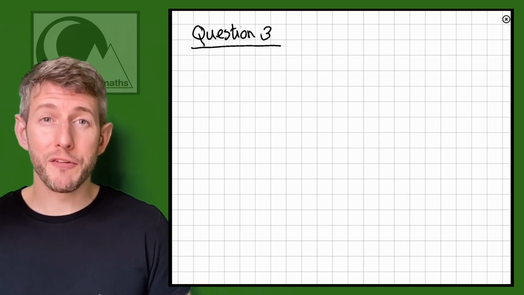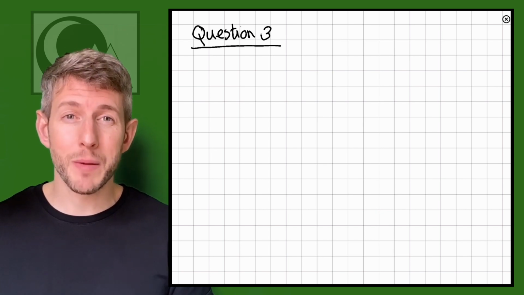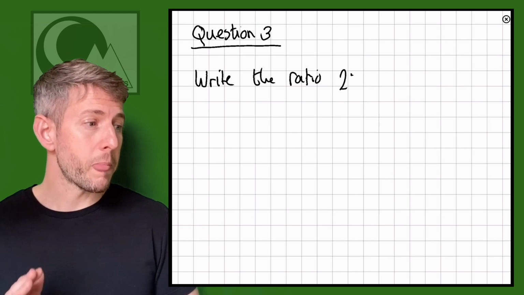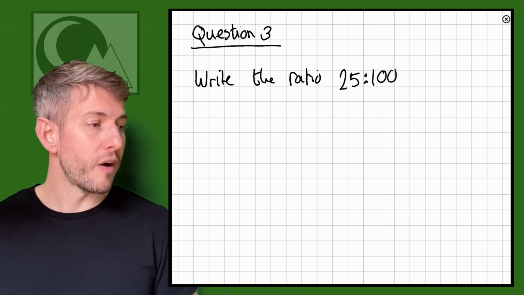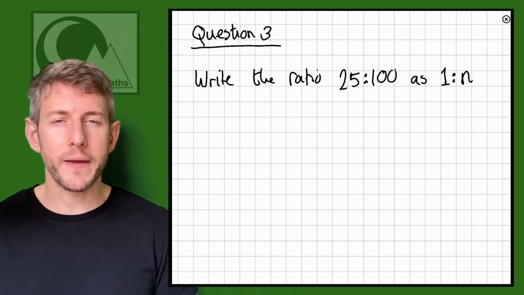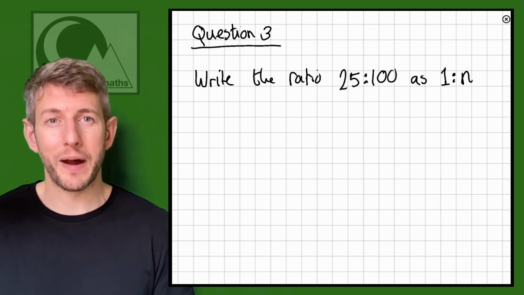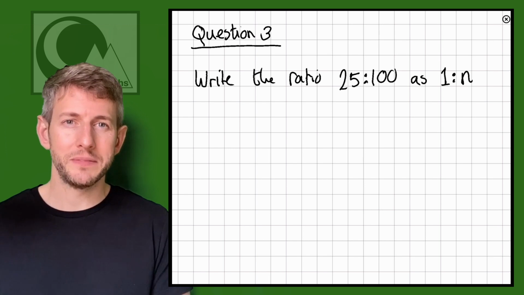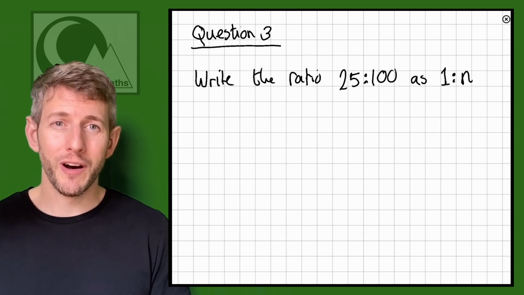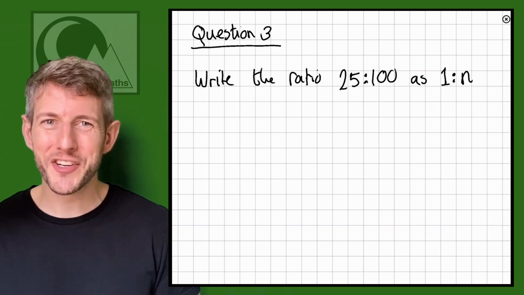Let's have a look at question 3, and then we can check out some of the scenario questions. Question 3 says, write the ratio 25 to 100 as 1 to n. Okay, so I'll leave you to have a quick think about that. Think about how you might do it. Pause the video if you want. If not, I will start talking again very shortly.